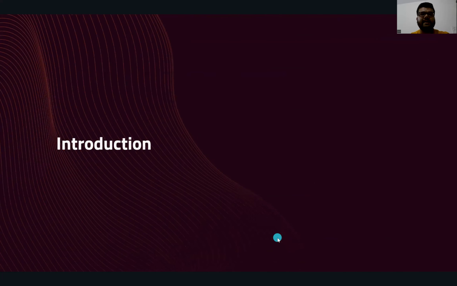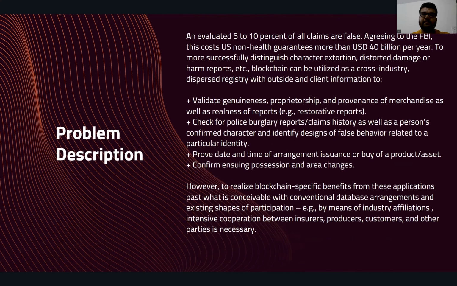So moving on to the next slide, which is the problem description. So we have an estimated 5 to 10% of all claims that are false. According to the FBI, this costs US non-health insurers more than USD 40 billion per year. To more effectively identify identity fraud, misrepresented damage, or damage reports, blockchain can be used as an industry distributed registry with outside and client data to validate authenticity, ownership, and provenance of merchandise, as well as reliability of the report.